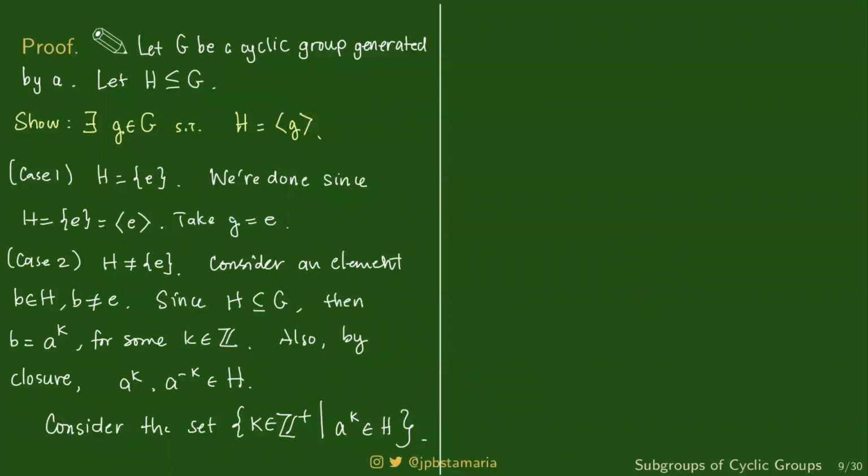Okay? What can we say about this set? This set is non-empty, kasi si B ay nasa H and B is a power. Isa dito ay nasa H, di ba? So ito ay hindi empty. So by the previous statement, previous paragraph.